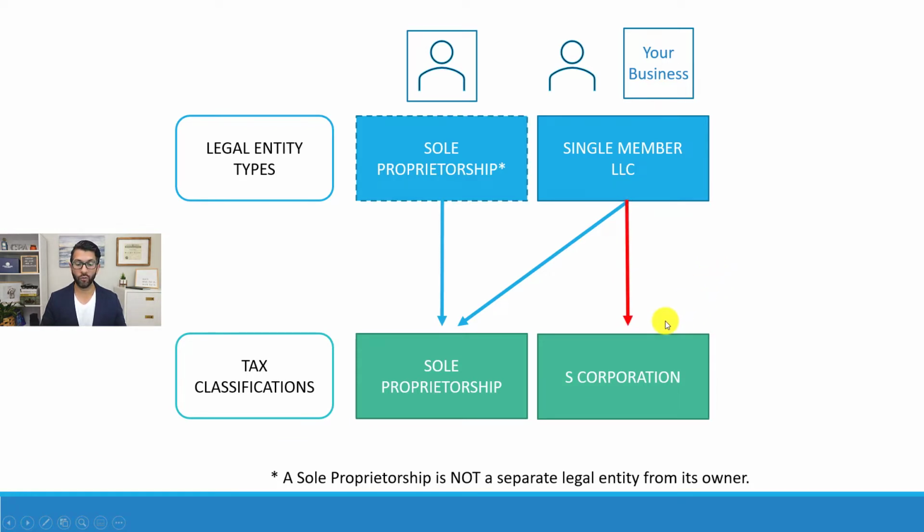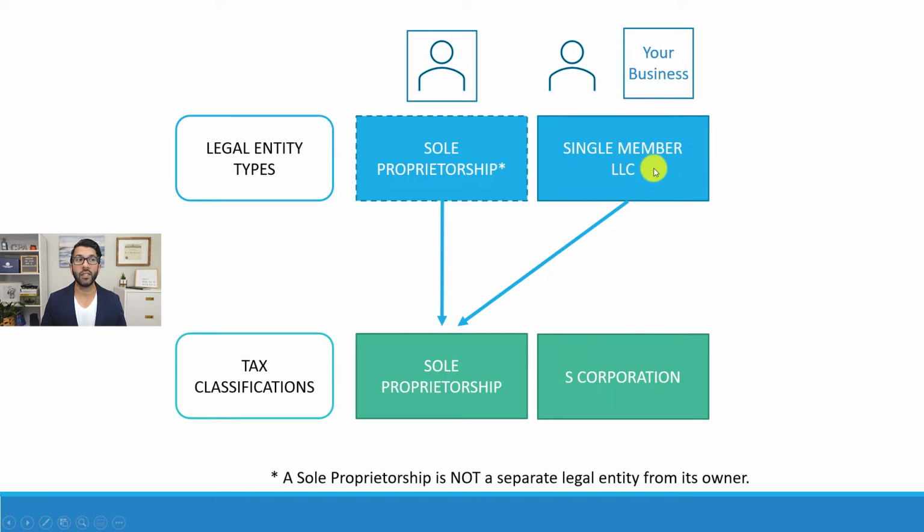Another thing you can do, and sorry, I jumped a little bit ahead there, is elect to have your LLC taxed as an S corporation, okay? A distinction here is that the S corporation is not a legal entity type. You don't see me having a box up here explaining or describing the S corporation as a legal entity type, it's a tax classification.